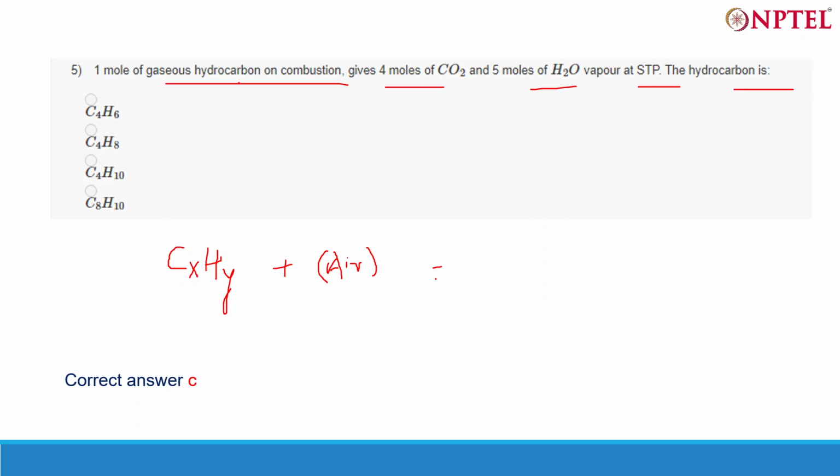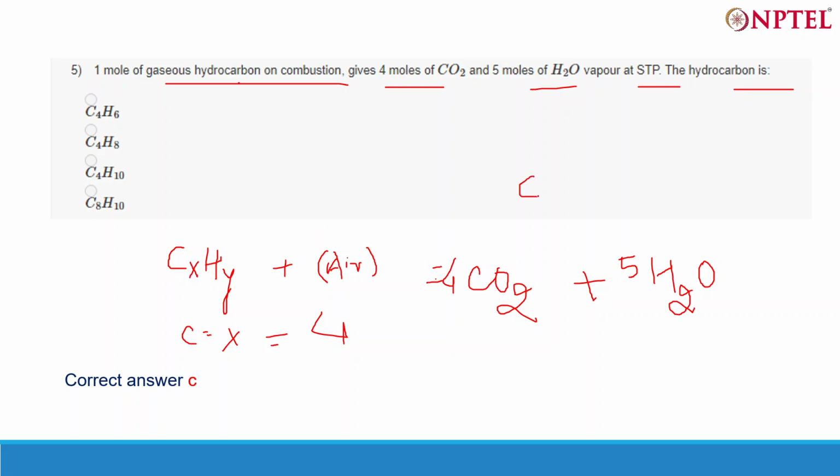and what will it produce? It will produce CO2 and H2O. Now, as you are saying, it will produce 4 moles of CO2 and 5 moles of H2O. So you can have a carbon balance here. CxHy, that is x moles, equal to 4 moles. So basically x equals 4.